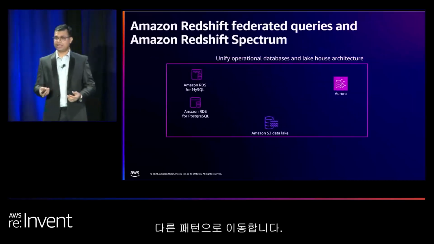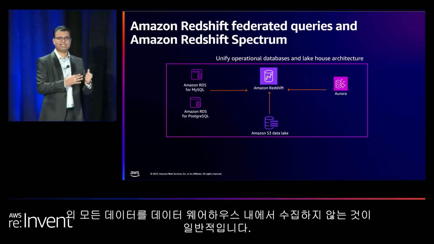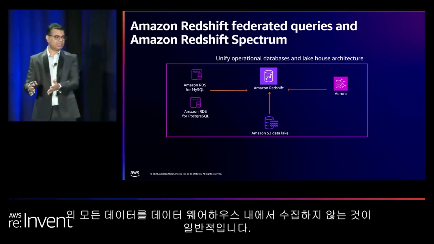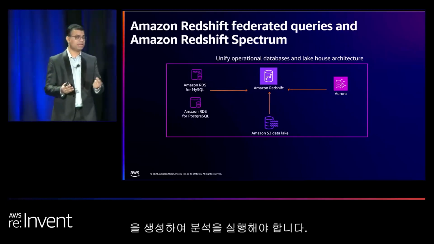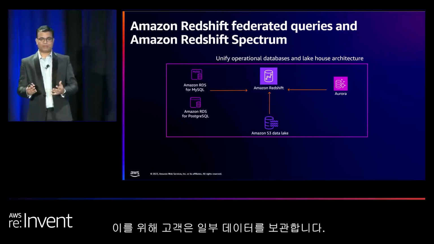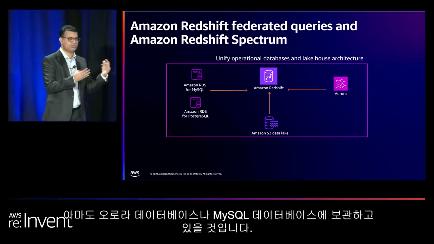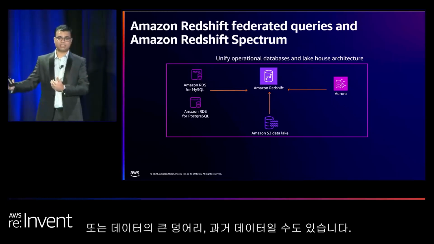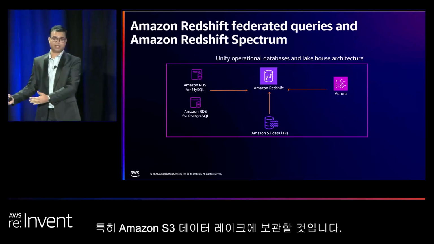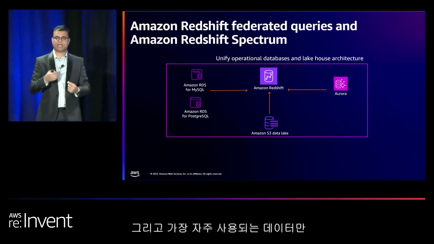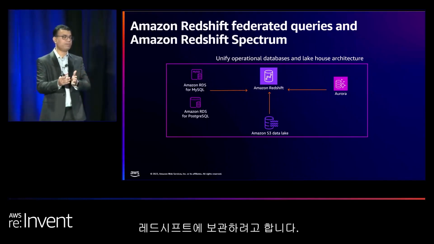Moving on to another pattern. It is very common that customers do not ingest all of their data sets inside the data warehouse. Otherwise, you will need to create bigger, large clusters to run the analytics. For that purpose, customers keep some of the data maybe in Aurora databases or MySQL databases, or a large chunk of the data, historical data especially, they will be keeping in the Amazon S3 data lake. And only the data which is most frequently used for reporting or to run analytics, they will try to keep in Redshift.